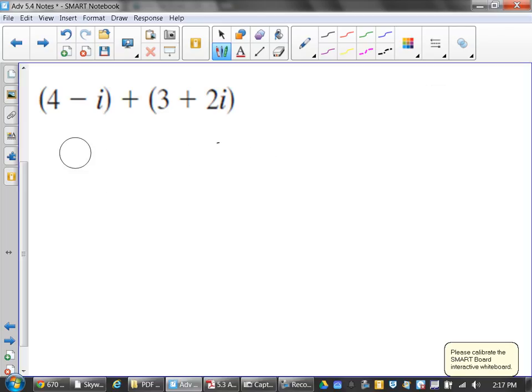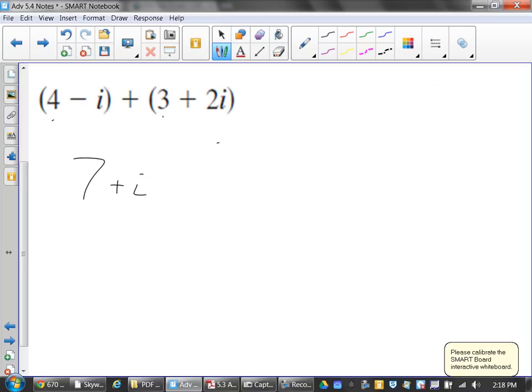Okay? Now, the parentheses are around each of those two individual terms because, like I said, those are coordinates in an imaginary plane. When you work with them via addition, it's nothing more than just adding them together. 4 plus 3, negative i plus 2i. That's it. It's minus i. That's it. Okay?